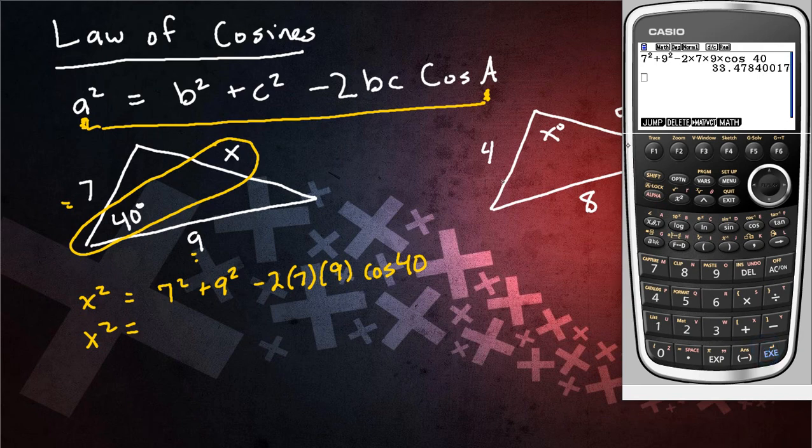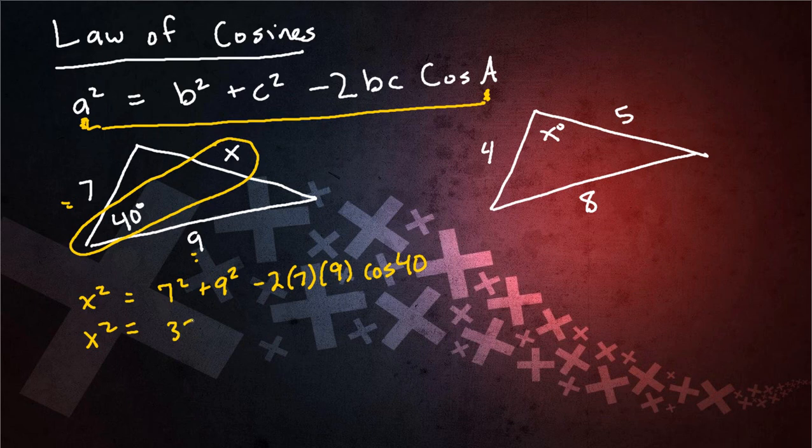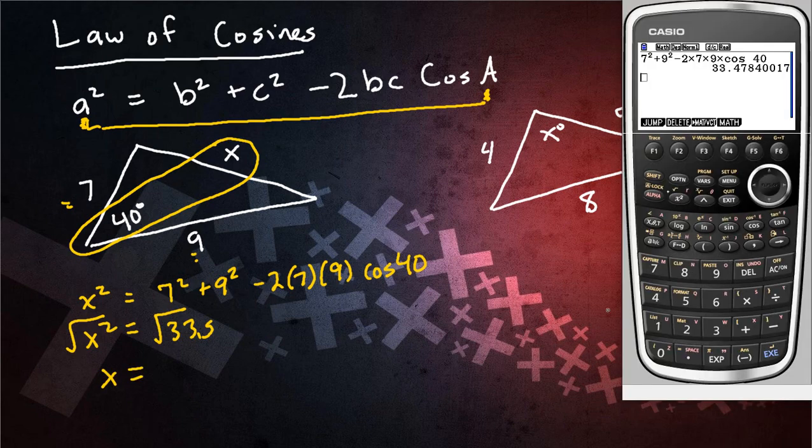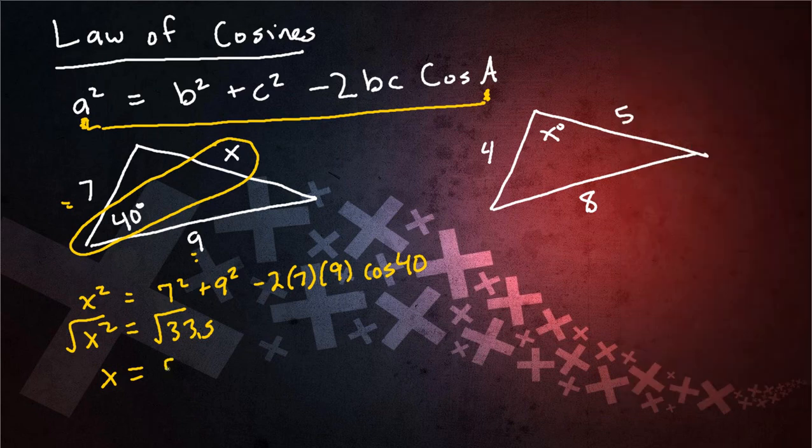So I get 33.5. And now I square root because I have an X squared right there. So X is going to equal the square root of that, and I get 5.78. All right, pretty simple. Now, when we're finding a missing side with the law of cosines, it's pretty easy. Just got to set up, make sure we get each thing in the right spot.